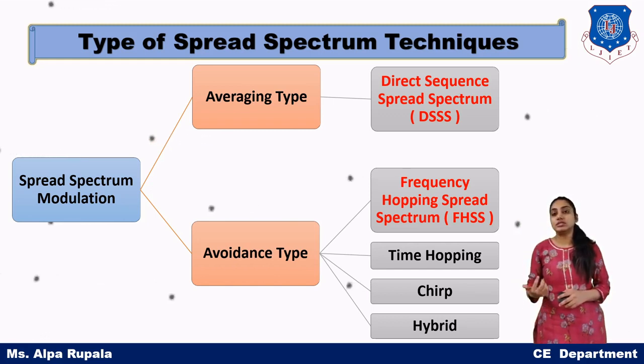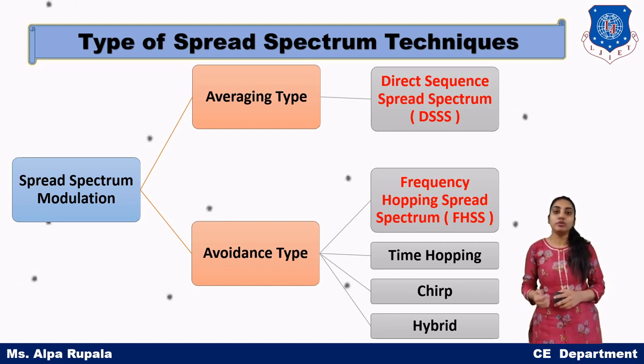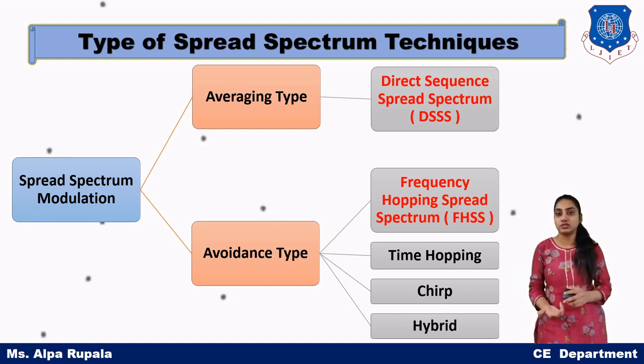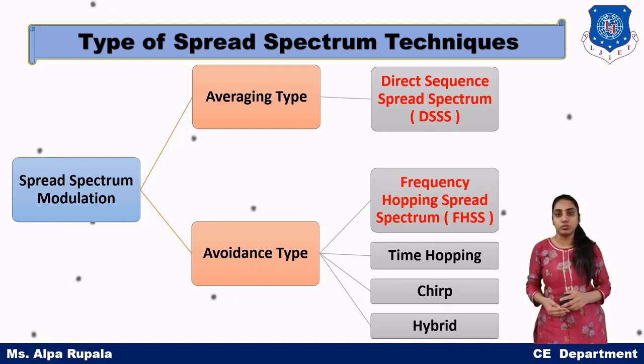The next one is time hopping. In time hopping we decide that for this amount of time we will send the signal and for this amount of time we will not send the signal. According to it we are modulating our signal. So this is time hopping. And the last one is hybrid. Any combination of two of these different types of spreading techniques can be referred to as a hybrid one.